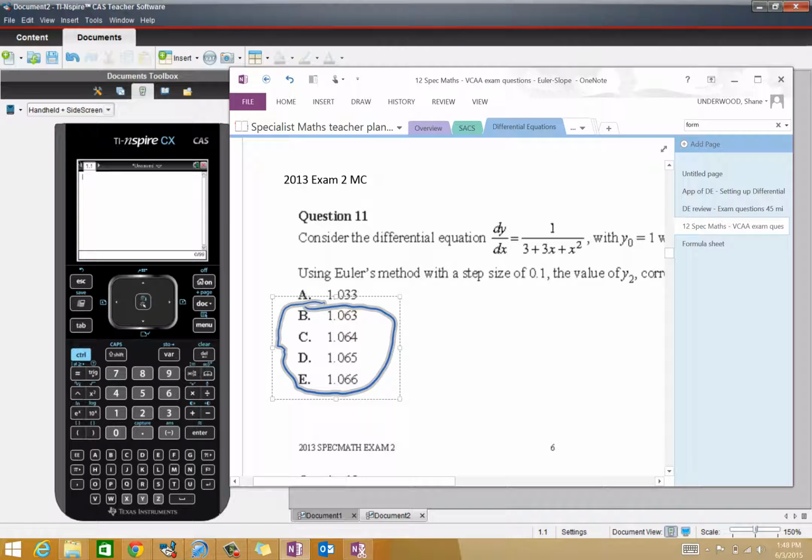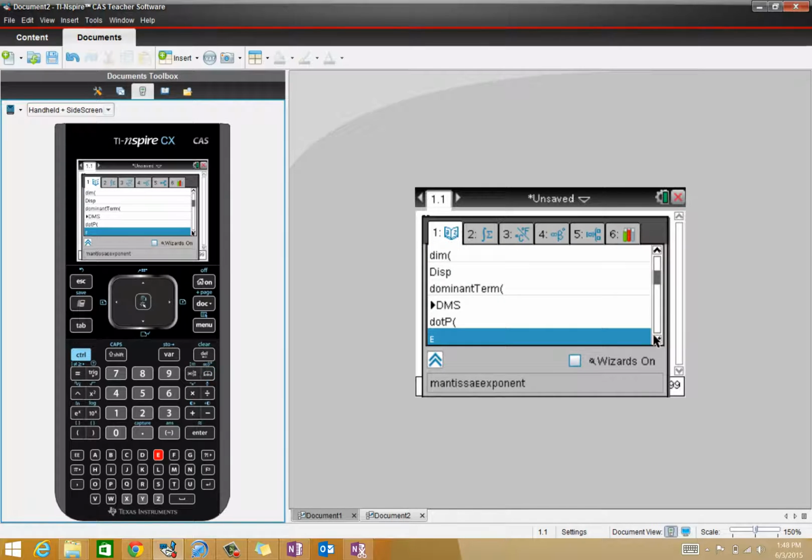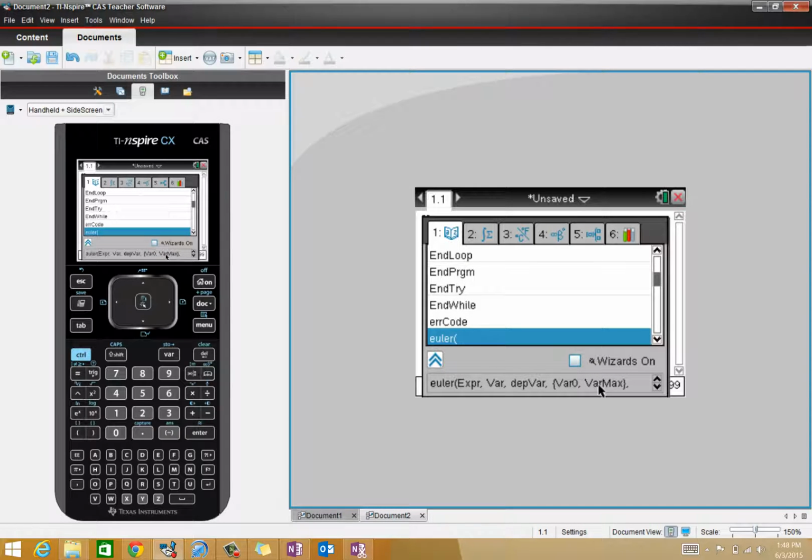So go, Luke. Alright, so essentially you go to the book function here, which gives you all your references, and then you go down to E, and then you'll find something that is called Euler, if you go down low enough, which is right here. Well done. It gives you the instructions, but just random letters to me.